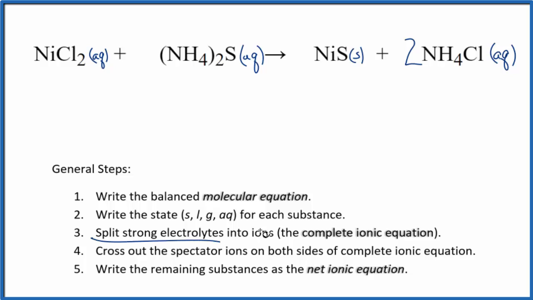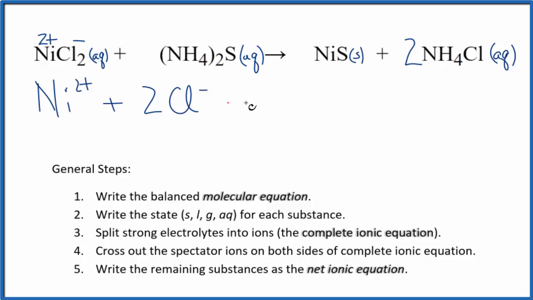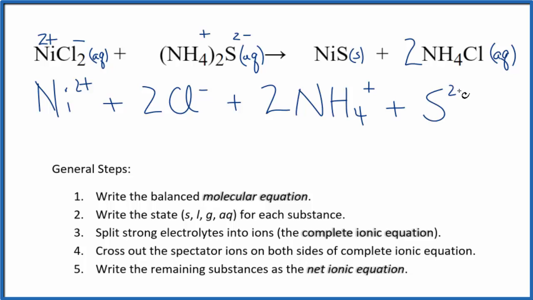Now we can split the strong electrolytes into ions for the complete ionic equation. We don't know the charge on nickel, it's a transition metal, but the chloride ion, that's always 1 minus. And we have two of them, so this has to be 2 plus. So we have our nickel(II) ion, Ni2+, and then we have two chloride ions, 2Cl-. The ammonium ion, the whole thing is 1 plus. That's a real good one to remember. We have two of them, so two ammonium ions, and then sulfur, that's going to be 2 minus. So the sulfide ion is S2-.